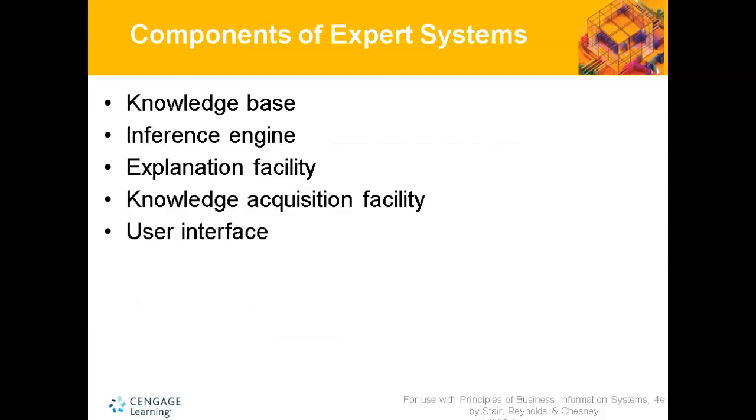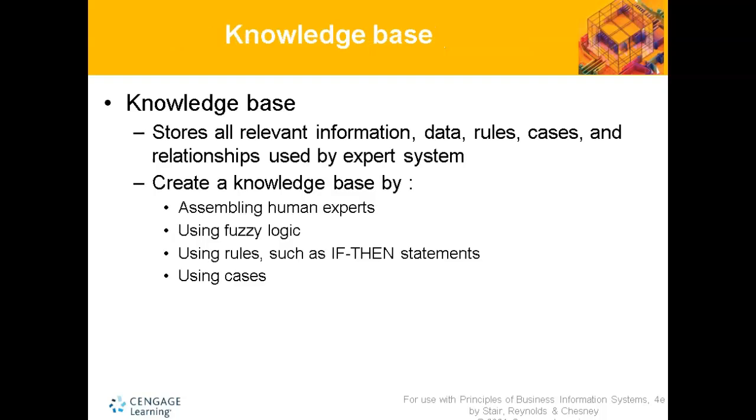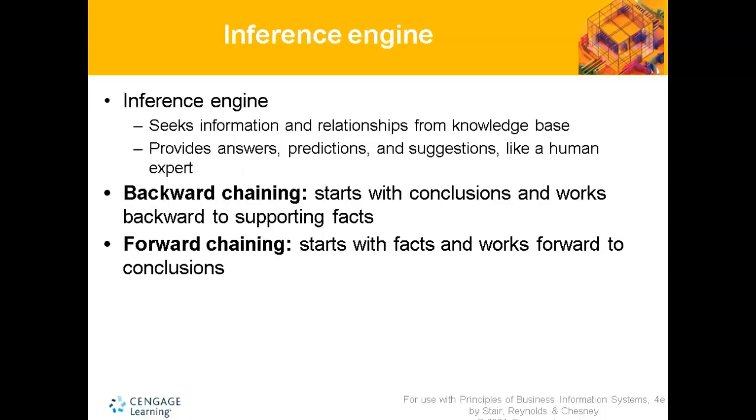Components of an expert system. So obviously, in an expert system, there's a knowledge base. The knowledge base is all the information. Where is it stored? An expert system needs somewhere to store all the knowledge. That's a knowledge base.